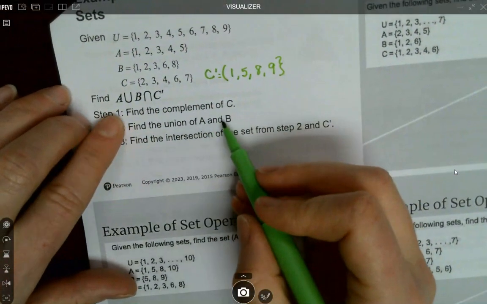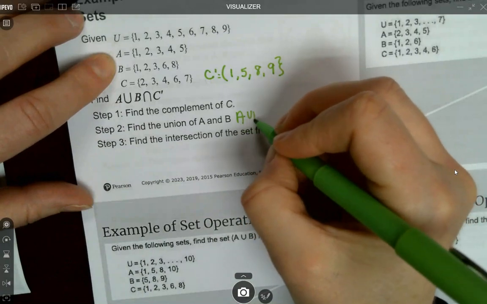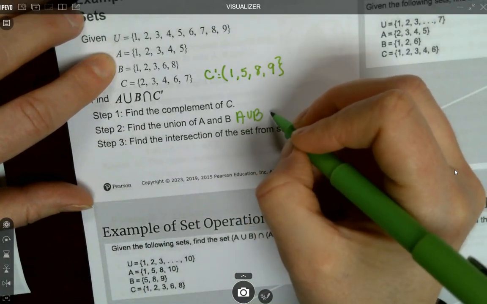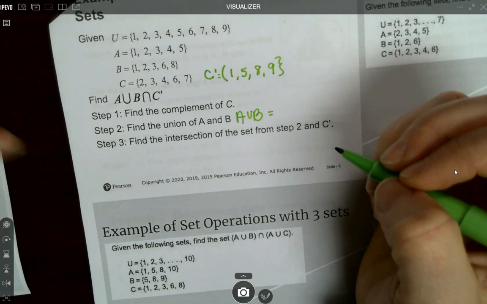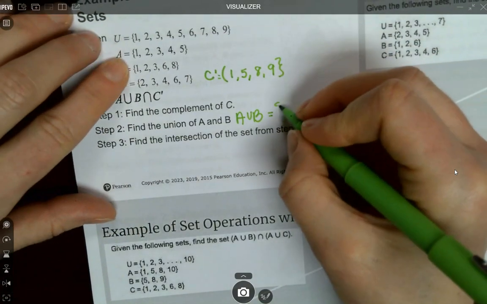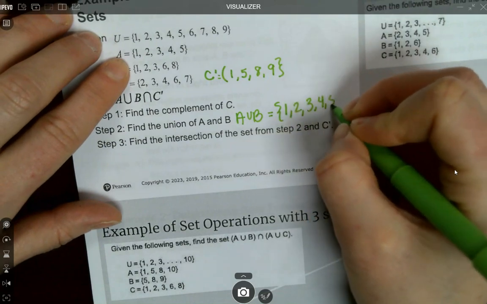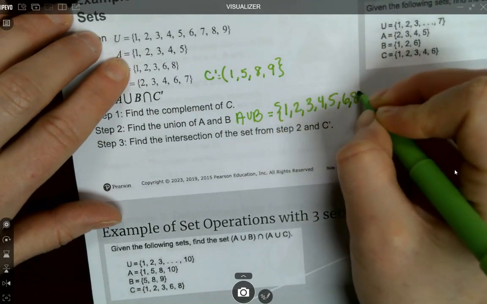Now we're going to do A union B. So here's A and B, so A union B. A union B would be 1, 2, 3, 4, 5, 6, and 8.